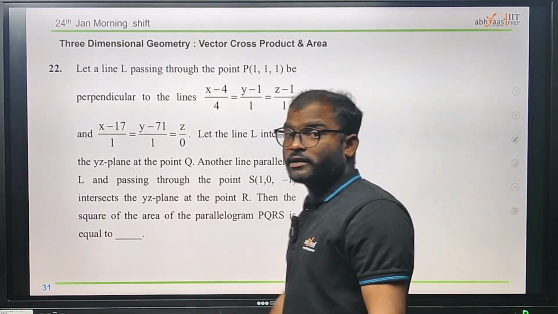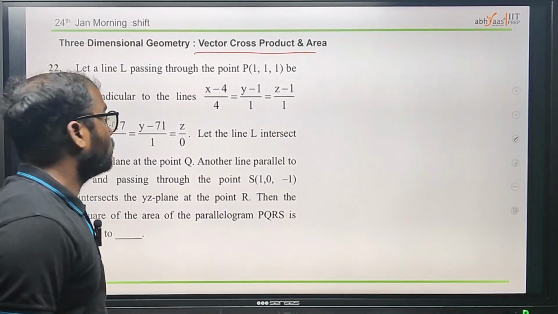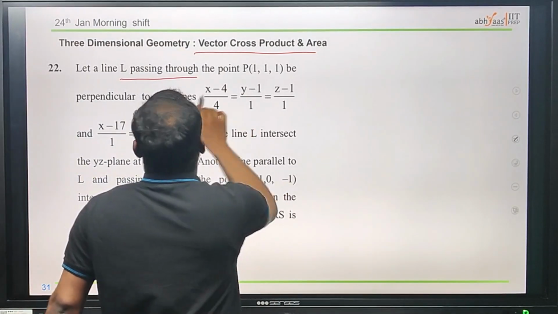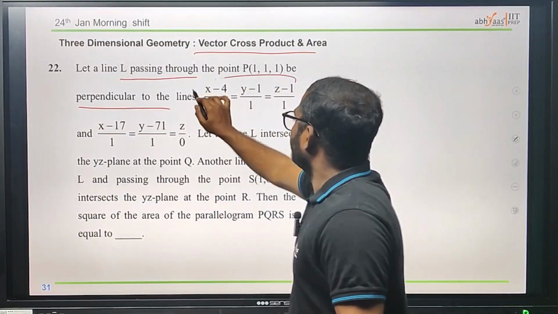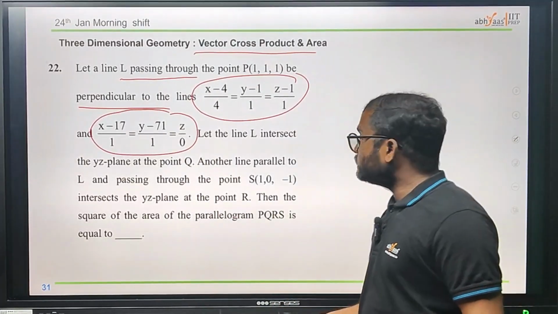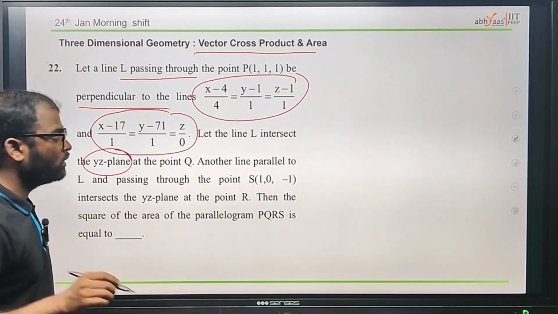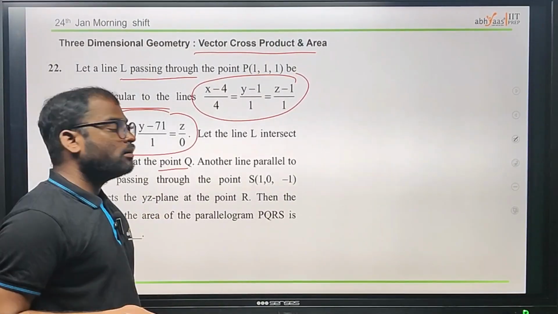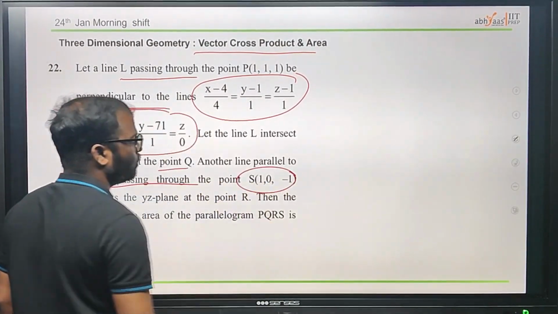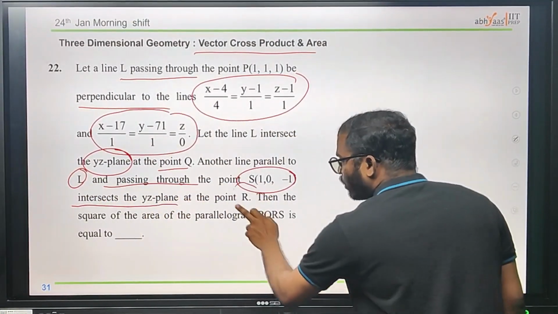We have a question on the basis of 3-dimensional geometry, vector product and area, so we use vector product and area. Now see here, they have given a line L passing through this point P, perpendicular to this line and this line as well. Now let the line intersect the YZ plane at the point Q. Another line parallel to L and passing through point S intersects the YZ plane at the point R.